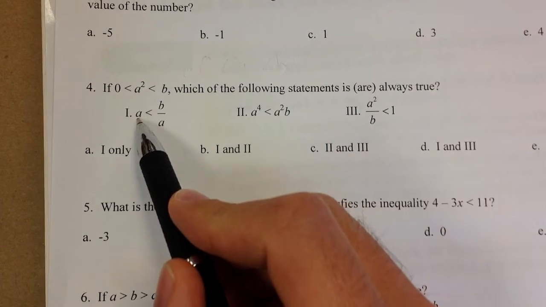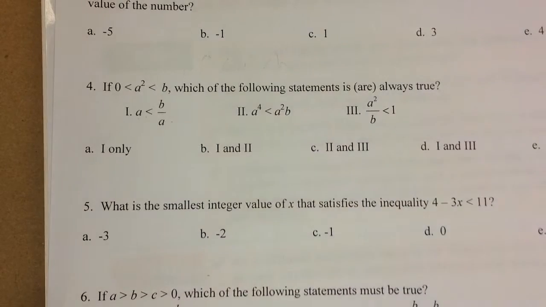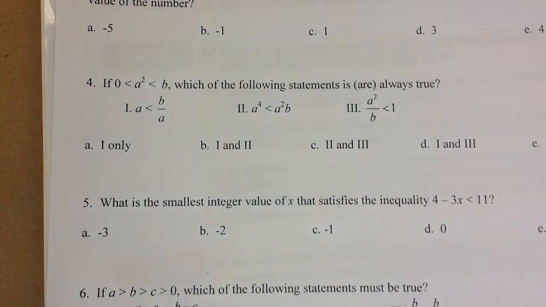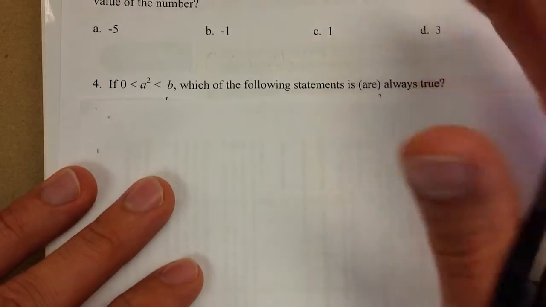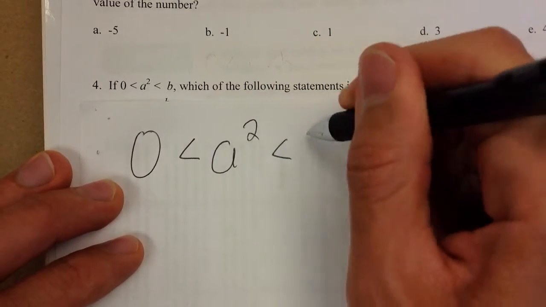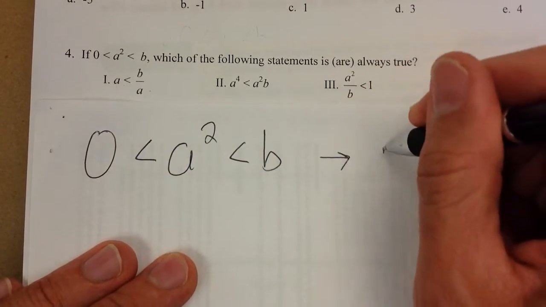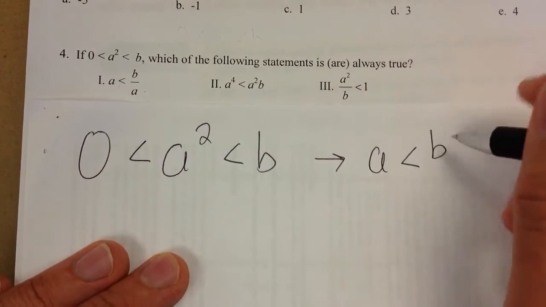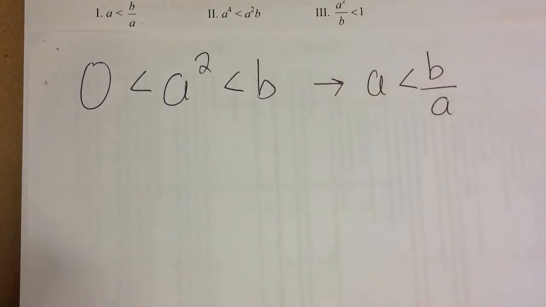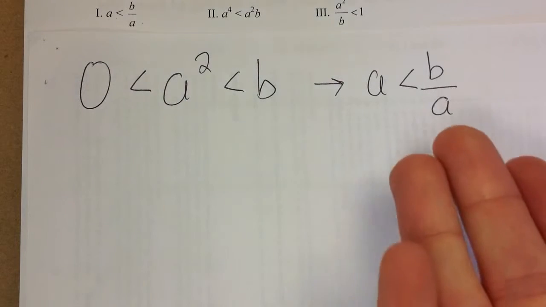Okay. A. Does a have to be less than b over a? Well, if you're having trouble understanding how you would even arrive at an answer there, think about going from the original statement. I'll write it larger. How do you think you can go from that to a is less than b over a? Algebraically, what can you do to this to make it look like that?